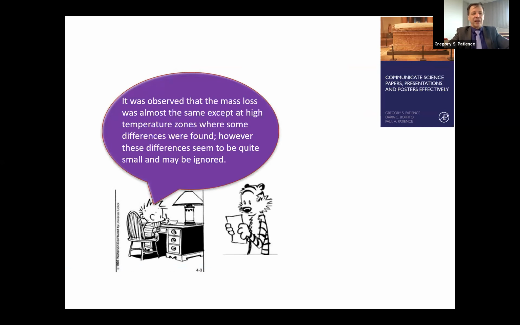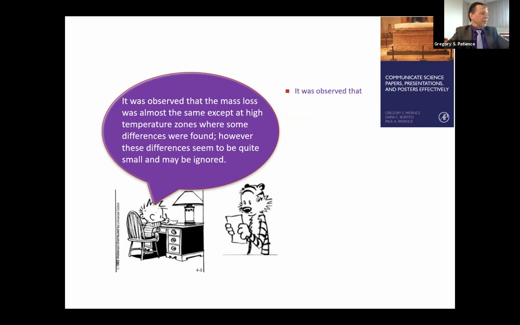Now, maybe not everybody has seen the Calvin and Hobbes comic, but Calvin is a 6-year-old boy, in grade 1 school, and his friend Hobbes is a pet tiger that is very intelligent and is animated. So here we have a text from a journal article, and we're going to go through what it says. It was observed that the mass loss was almost the same, except at high temperature zones where some differences were found. However, these differences seem to be quite small and may be ignored.